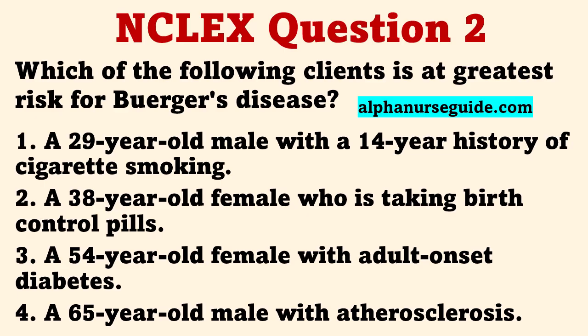The correct answer is 1. Buerger's disease is a non-atherosclerotic, inflammatory vaso-occlusive disorder. The disorder occurs predominantly in younger men, less than 40 years of age, and there is a very strong relationship with tobacco use. Diagnosis is based on age of onset, history of tobacco use, symptoms, and exclusion of diabetes mellitus.